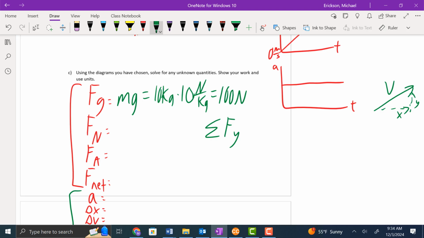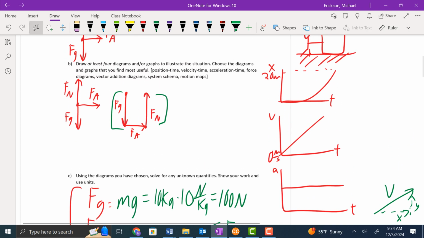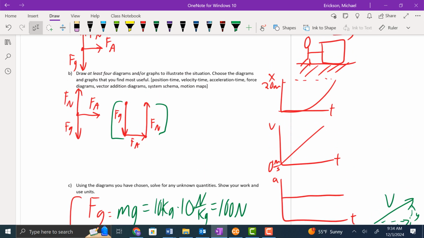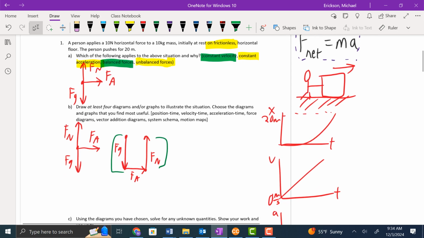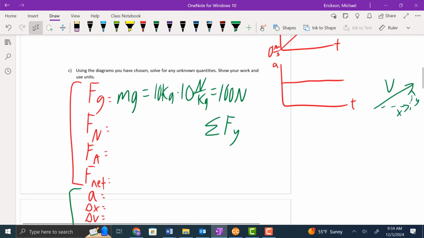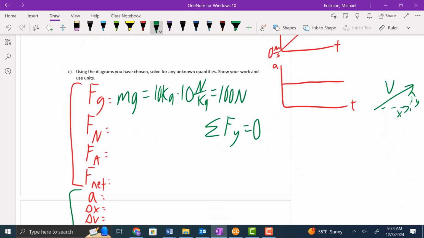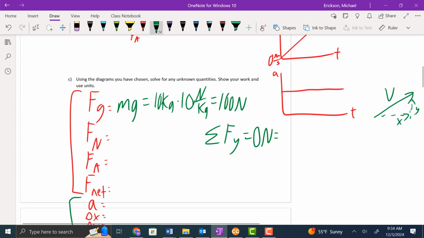And I ask myself, am I balanced vertically? So I look at this. Basically, is my box accelerating upwards or downwards? It doesn't look like it, so that means my net force is 0. Now all my up arrows are positive, all my down arrows are negative. Fn, positive. Fg, negative. So I've determined Fn is equal to Fg, and that means it's equal to 100 newtons.